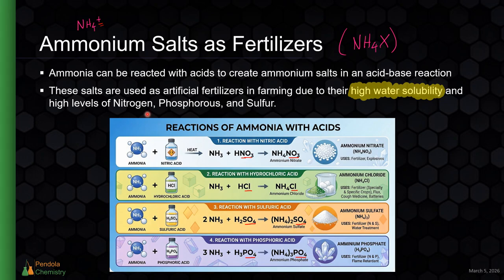So that's the gist of ammonium salts. This is how we make them. You simply react ammonia with an acid to make the ammonium salt, and they have a plethora of uses, but mainly fertilizers. And again, why? Because of high water solubility and high levels of nitrogen, phosphorus, and sulfur, depending on which one you're talking about.